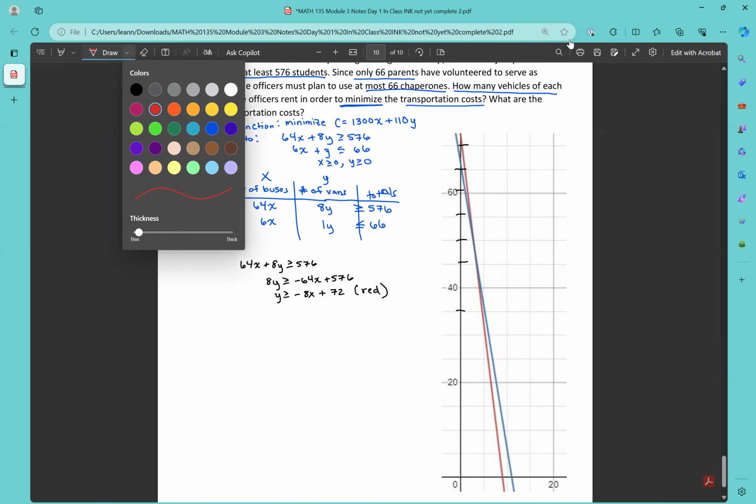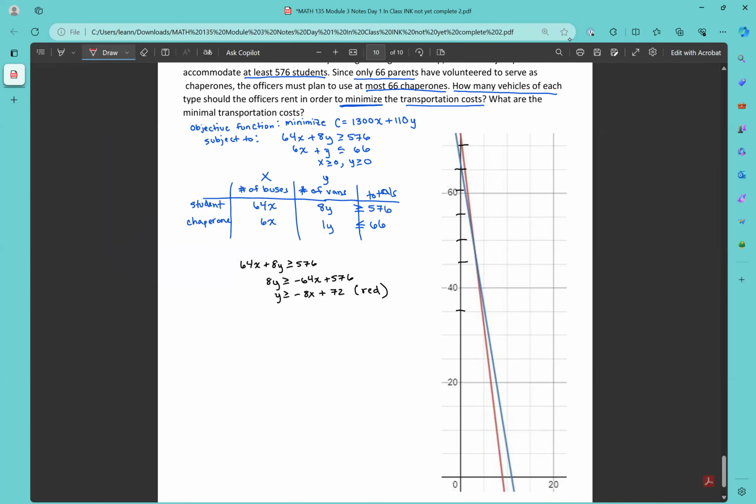Hang on just a second. My ink pad didn't want to switch. There we go. So I'm supposed to be shading above that line, all the way this way forever. Okay, so I'm just making a mark on that.